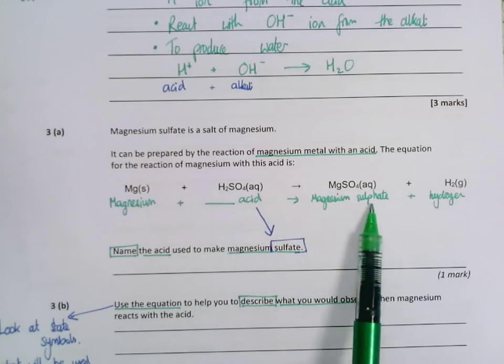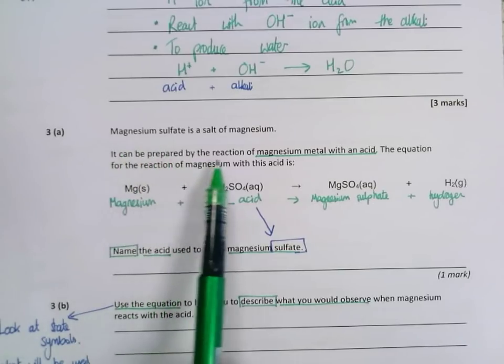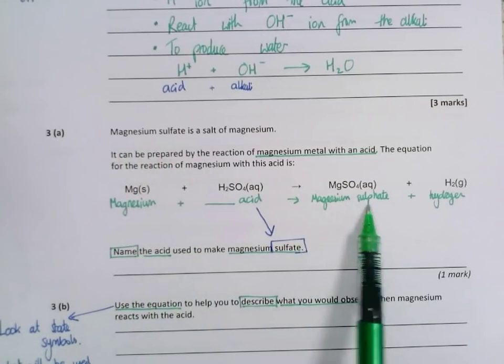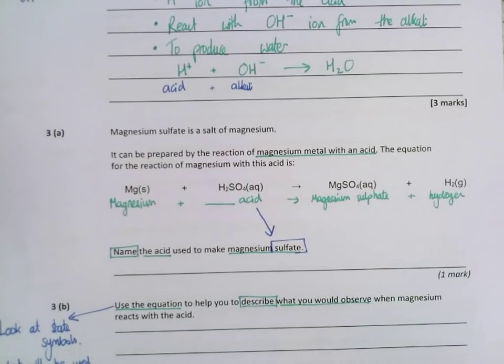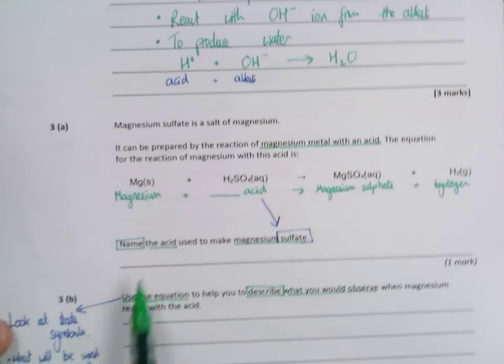Produces magnesium sulfate. How do I know that? Well, they've said it up here. Okay, magnesium sulfate can be prepared. So there's magnesium sulfate, and I know what hydrogen is when I see H2. So we've got a metal plus an acid produces a salt plus hydrogen.